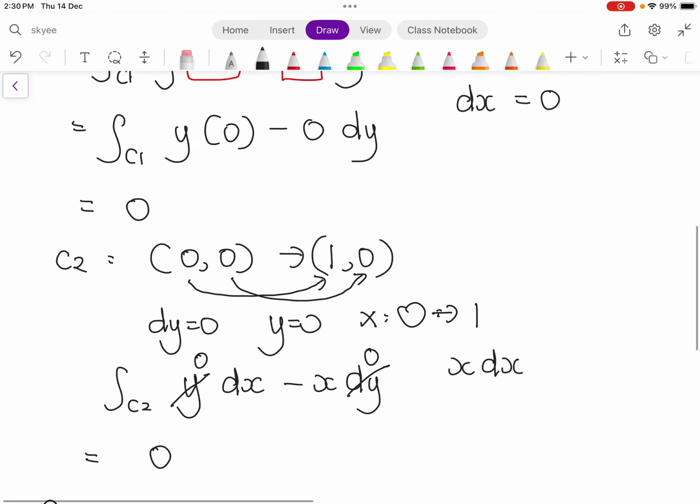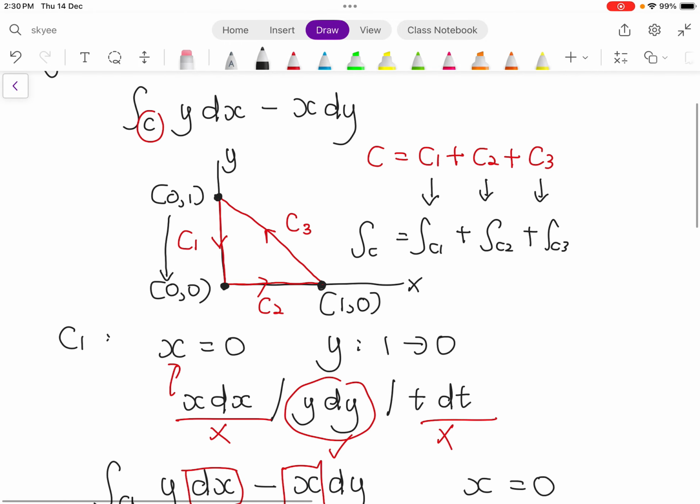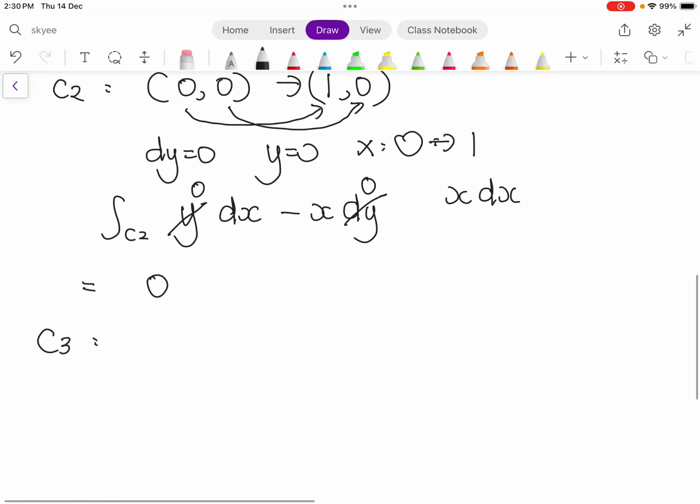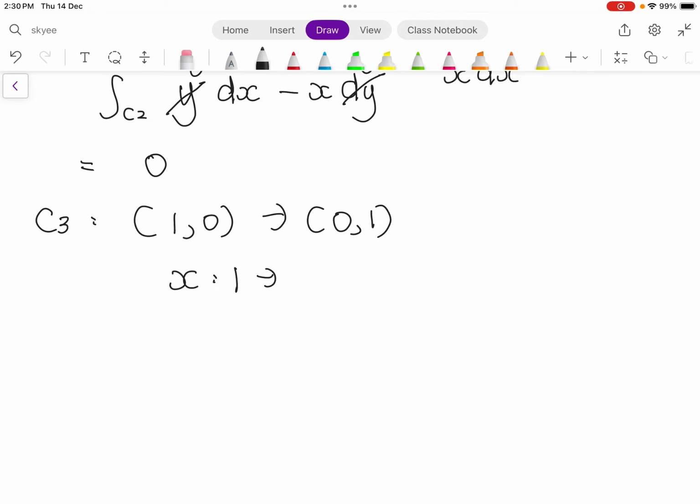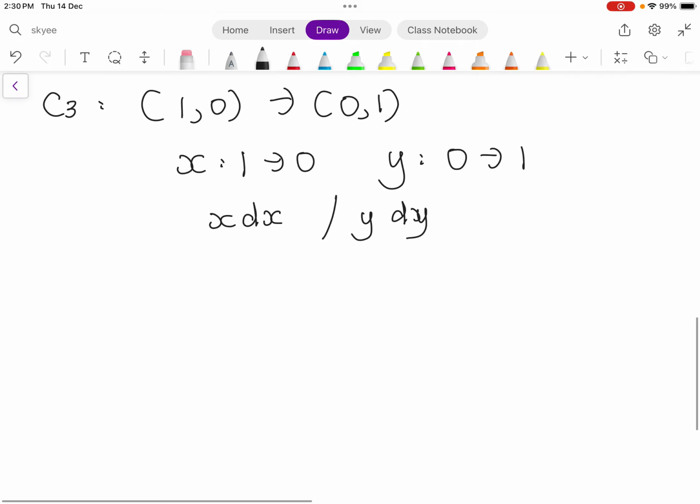Okay, let's see where is path C3. C3 is from 1, 0 to 0, 1, and it is linked by this straight line. Okay, 1, 0 to 0, 1. So you can see the x is changing from 1 to 0. Y is changing from 0 to 1. Okay, so you have to pick whether you want to convert it into the x dx or y dy. Just pick one. Any will do. It can be this one, it can also be this one.